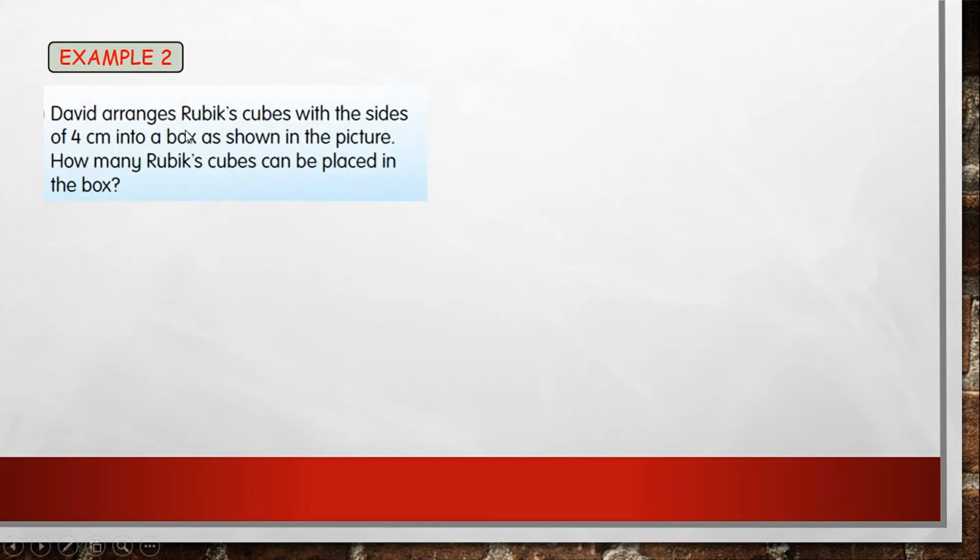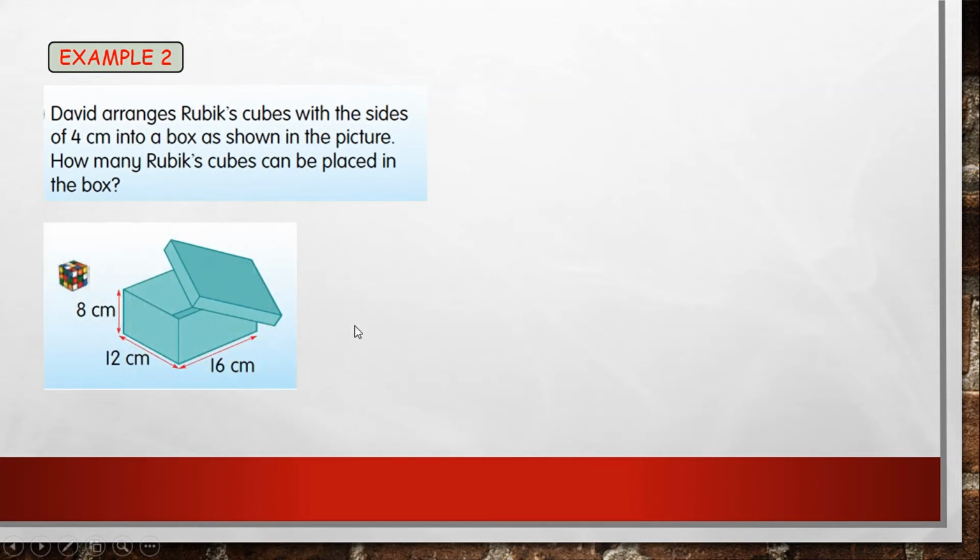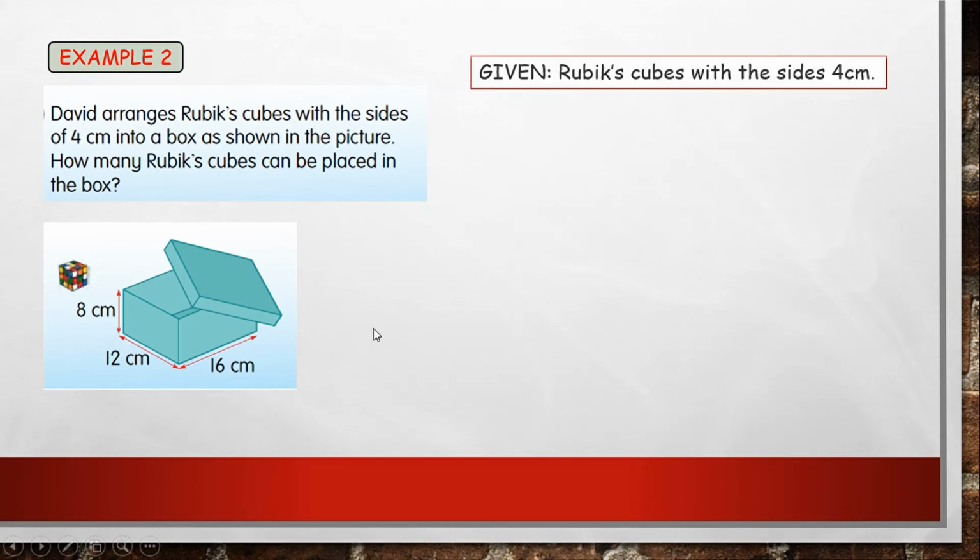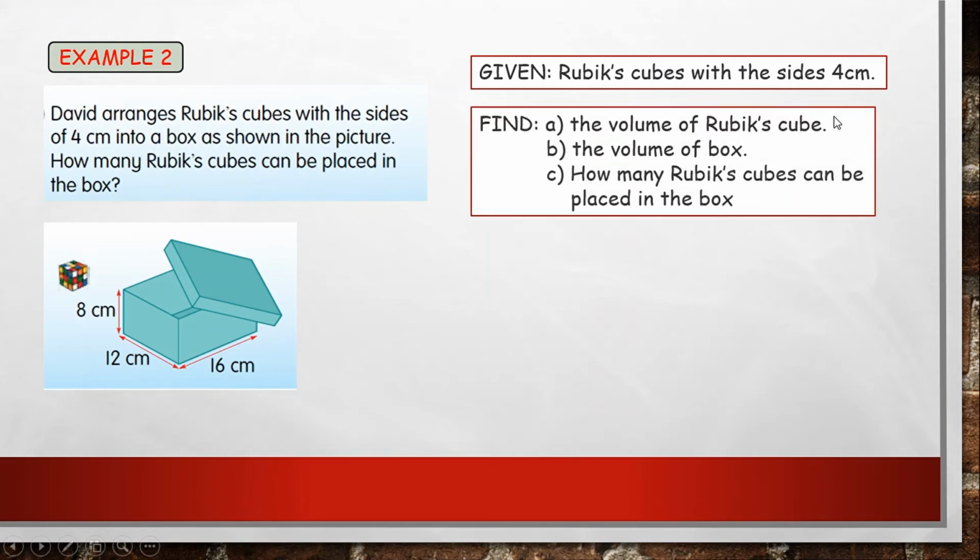And now we go to example 2. David arranged Rubik's Cubes of size 4 cm into a box as shown in the picture. How many Rubik's Cubes can be placed in the box? Now look here. Given length, width and height. Given Rubik's Cube with the size 4 cm. So, what to find? The volume of the Rubik's Cube.